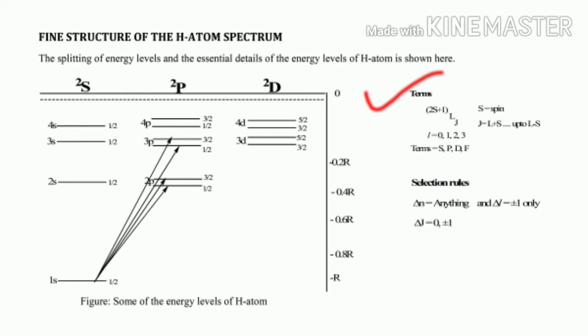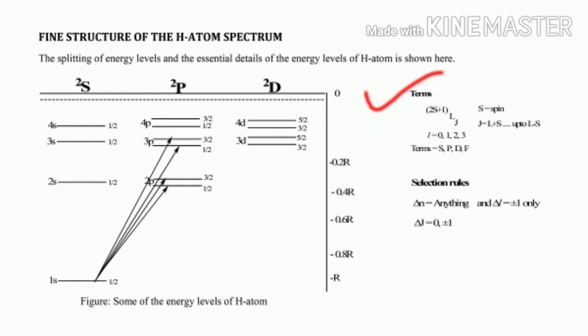And when L is equal to 2, the term will be D, since the spin multiplicity 2S plus 1 is equal to 2. So these D energy levels are represented by the term 2D. Since the value of S is equal to half and L is equal to 0 for the S orbitals, the value of J is equal to half plus 0 up to half minus 0, which is equal to half. Therefore the S orbitals are not split. It has only one state, having the microstate value half.